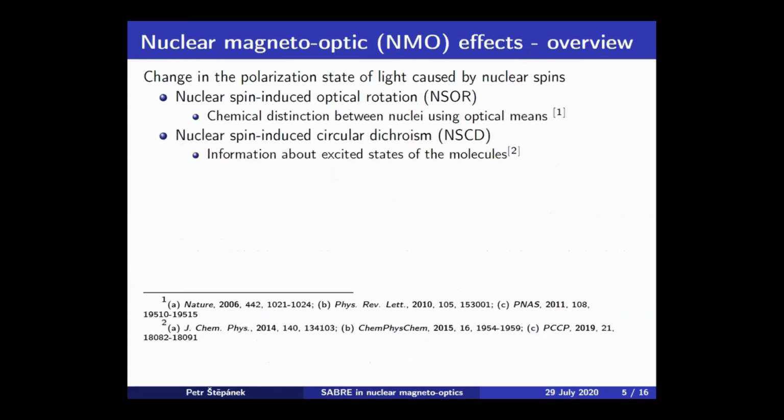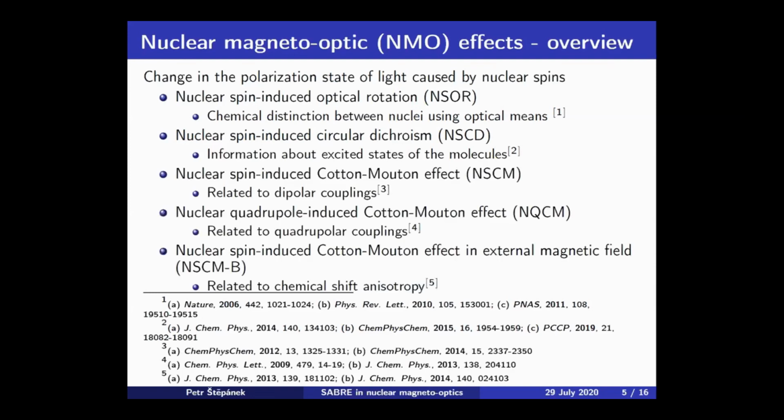Just a short overview, there is also another one that is called nuclear spin-induced circular dichroism. This one is related to the difference in absorption of circularly polarized components of light, and it carries information about the excited states of the molecules. And there are three effects known as Cotton-Mouton-like effects, which have in common that they are quadratic in the magnetic interaction instead of linear, and these magnetic fields are oriented perpendicular to the beam instead of being parallel with it. These effects are related to things like dipolar couplings and quadrupolar couplings.